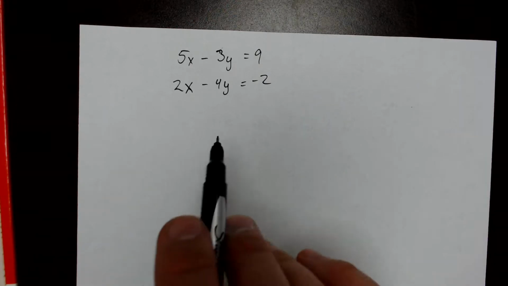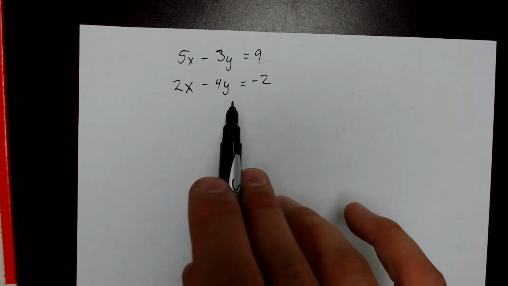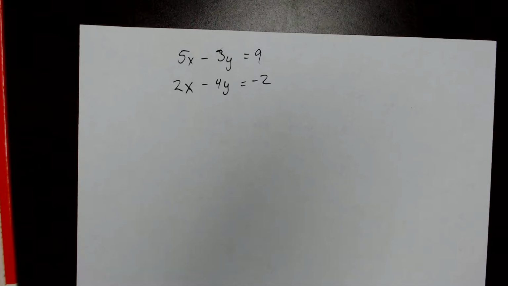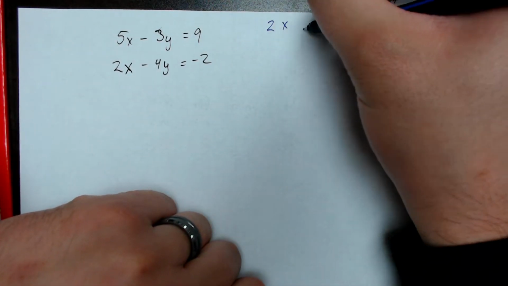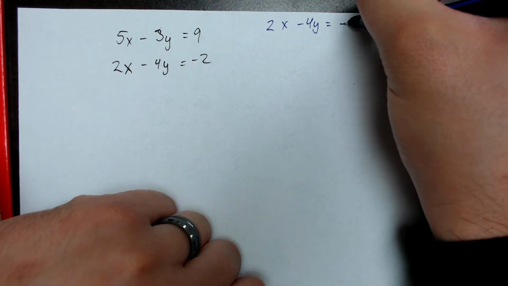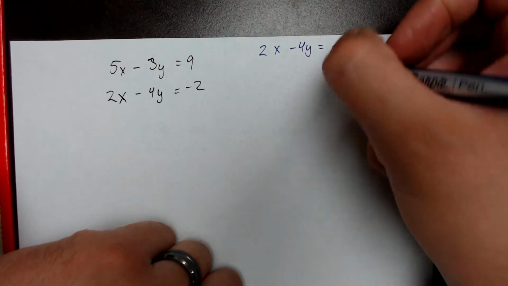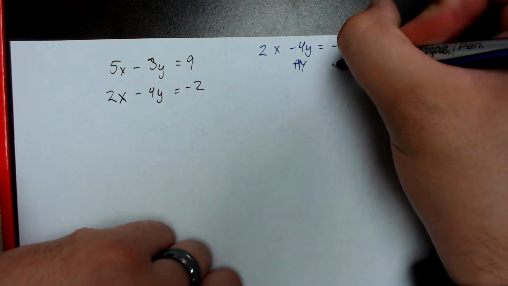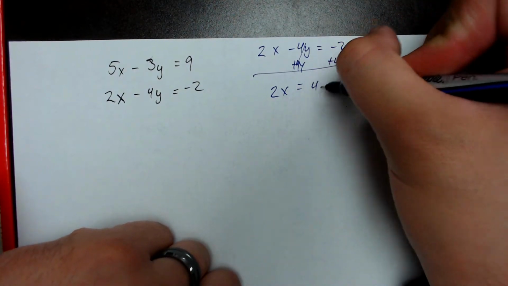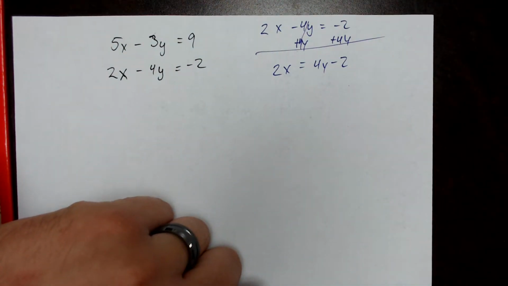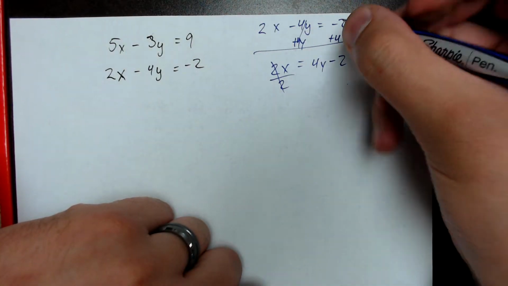The easiest one to solve for is probably this bottom equation because I can solve for the x pretty simply. So I'm going to solve for x in this equation. I'll rewrite that over here. I've got 2x minus 4y equals negative 2. First thing I'm going to do is move the 4y to the other side by adding it. So now I have 2x is equal to 4y minus 2. Then I'll divide everything by 2.